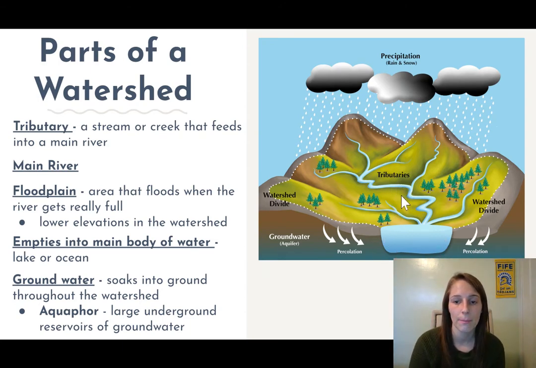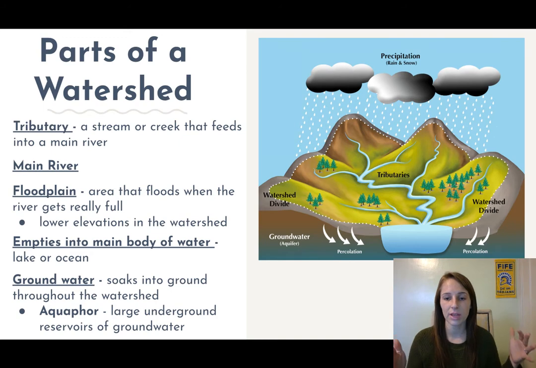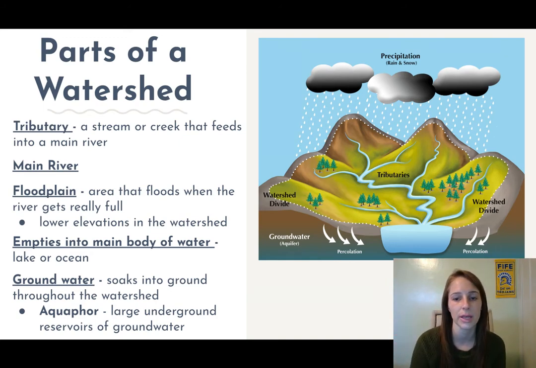But throughout this river, there are going to be areas called floodplains, and these are areas that flood when the river gets really full. And they tend to be lower elevations in the watershed. So you aren't going to find a floodplain up on top of the mountain. It's going to be here in the valley area, so that if we get a bunch of rain and it floods, it's going to be those flat areas where it pools out and creates a floodplain.